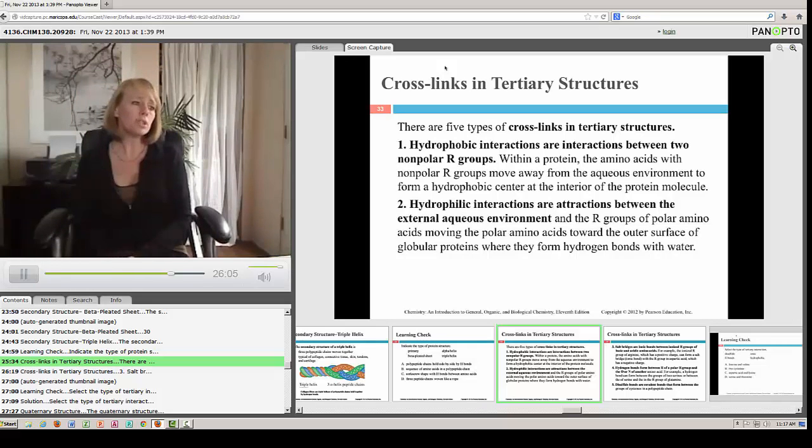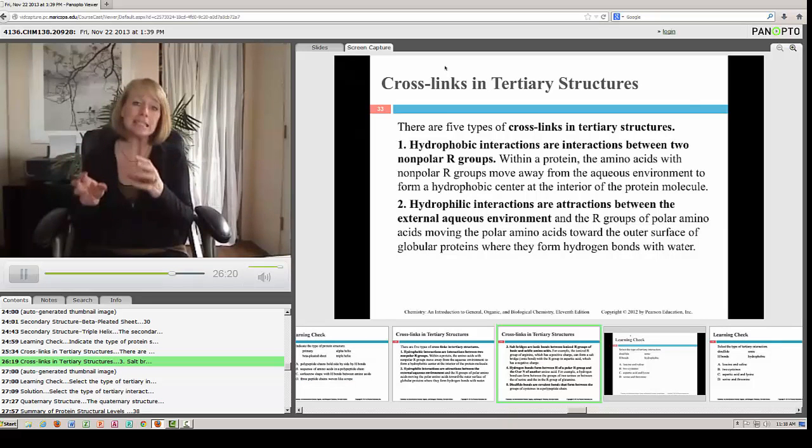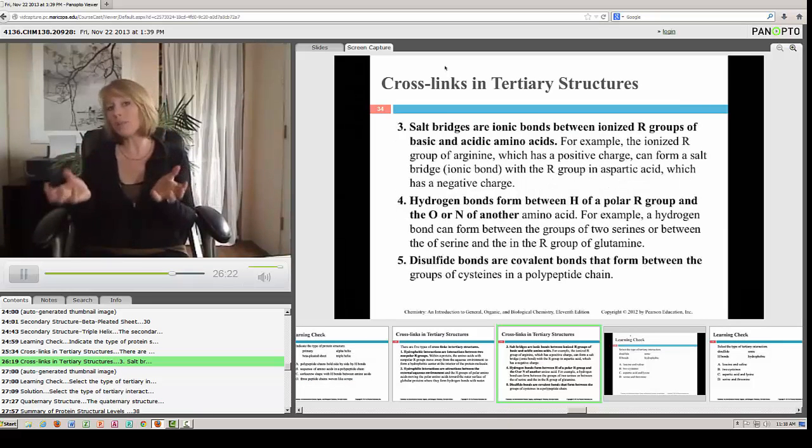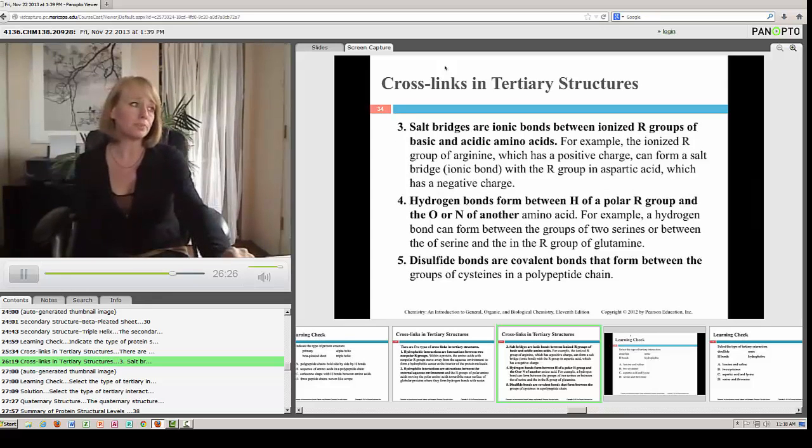Okay. There are also hydrogen bonds that happen between polar groups, and disulfide bonds. Remember when we talked about oxidation of sulfur groups where they make disulfide bonds? That happens between corresponding cysteines, or amino acids that contain the thiol group in the amino acid chain.